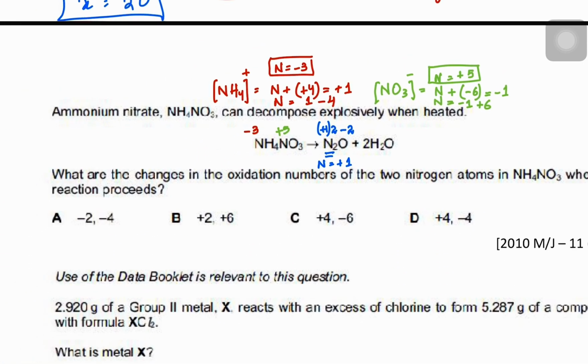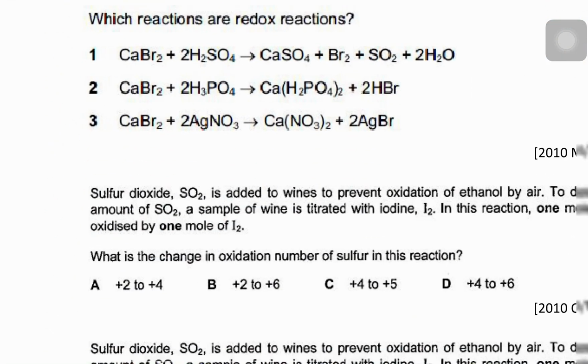So there's a change of -3 to +1, which is a change of 4 units. And there's another change of +5 to +1, which is a change of -4 units. So +4 and -4 should be the right answer. Let's do more questions.